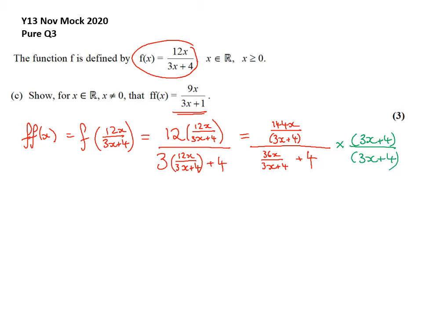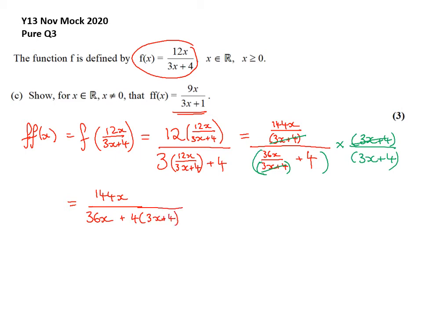So if I do that in the numerator, they're going to cancel out. So I would have 144x as my numerator. And then in the denominator, I'm multiplying all of this denominator by 3x plus 4. When I multiply that first term, it will cancel out the denominator of that fraction. So that will give me 36x plus 4 times 3x plus 4.